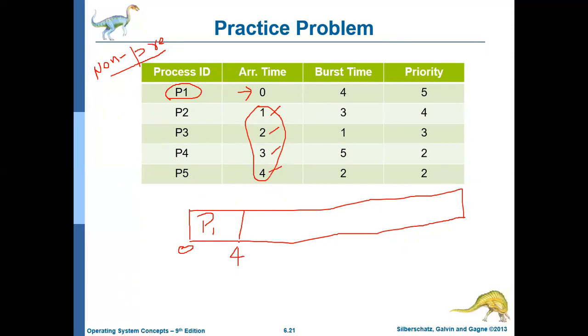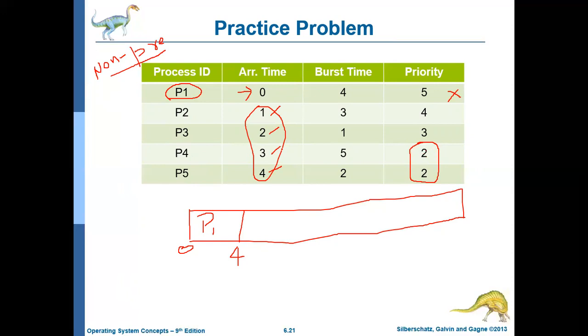So at the 4th millisecond, P1 has completed, and the operating system will check the queue and find there are 4 processes with different priority numbers. Now, who will get the CPU first in this case? The highest priority number is for 2 processes, P4 and P5. As there is a tie, it will apply the FCFS algorithm.